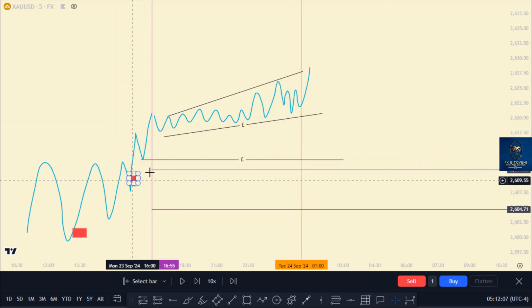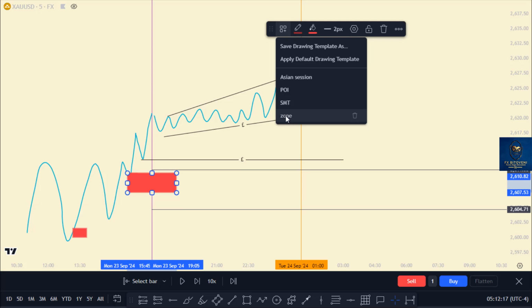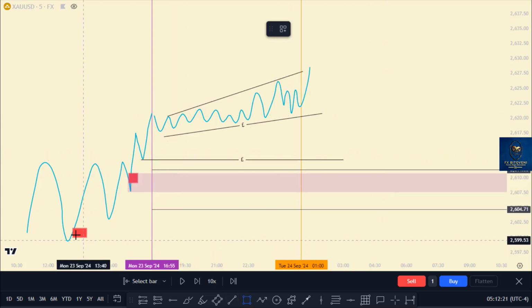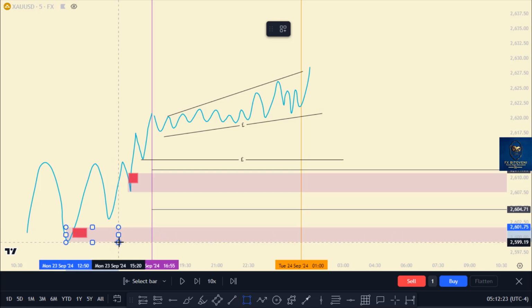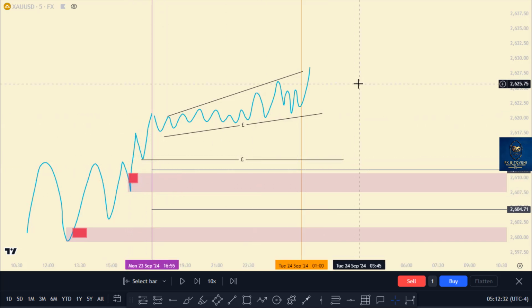Then you have what? You have your zone. You have your support here. You have to mark your zone. And then you have also to mark this zone. Now, price coming to our support, liquidity is taken. Then you have our point of interest.